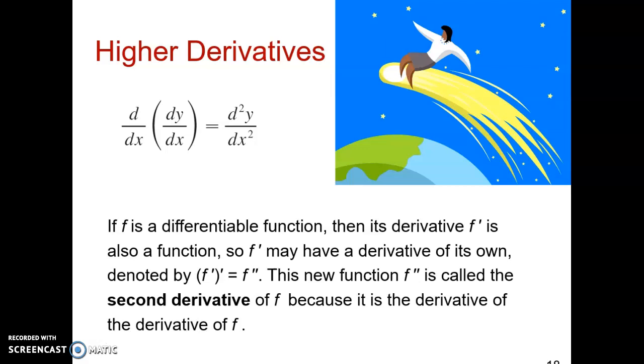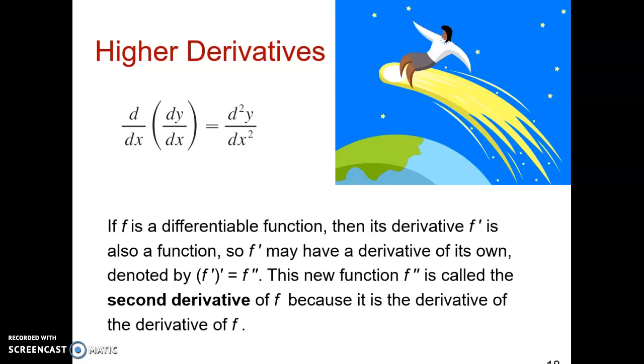Being that I have a function, and that function could now have slopes of its own, we can find what's called higher derivatives, or second, or third, or fourth derivatives. So if a function f is differentiable, then its derivative f prime also is a function, and so f prime can have a derivative of its own. It's denoted by the derivative of the derivative, or f double prime.